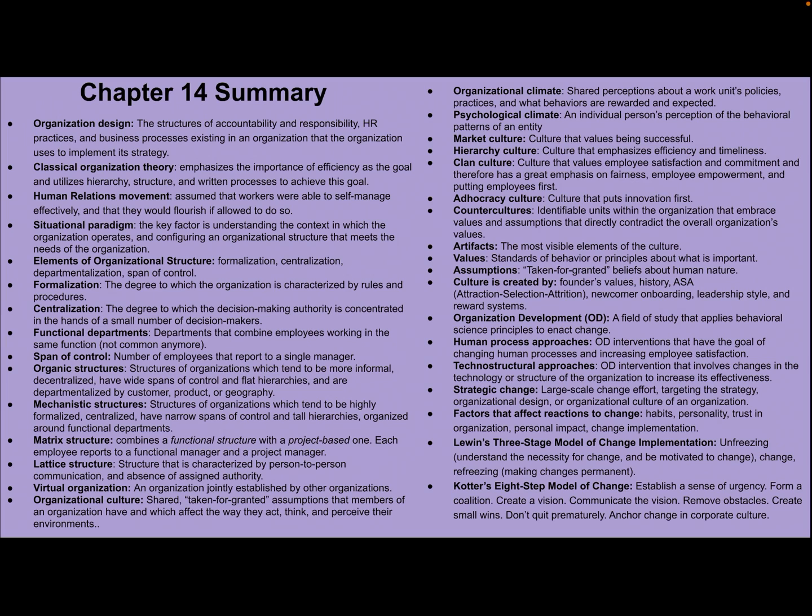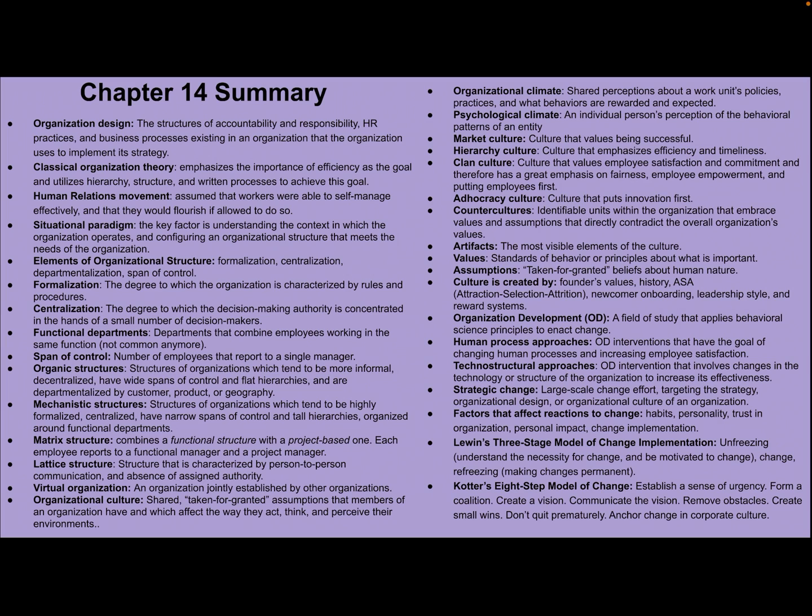Functional departments are departments that combine employees working in the same function, but are not that common anymore. Most companies now departmentalize based on other things, right? Like geography or customers or products. Span of control is the number of employees that report to a single manager.